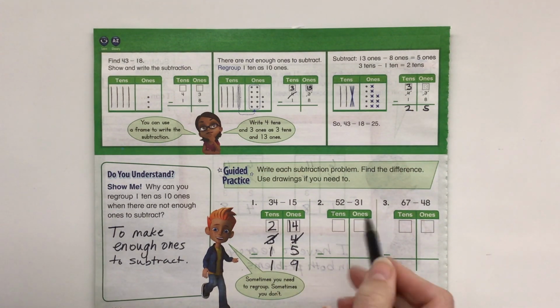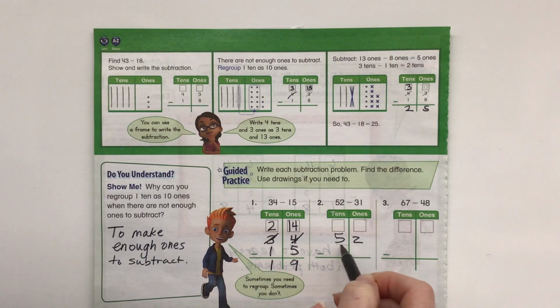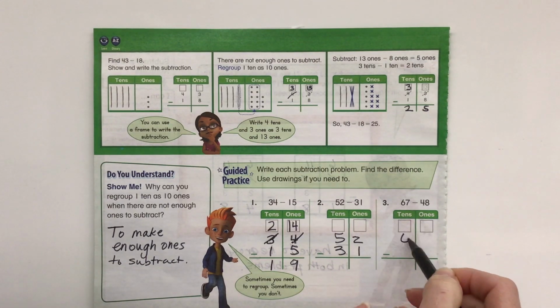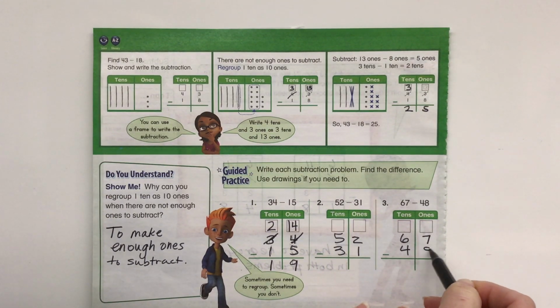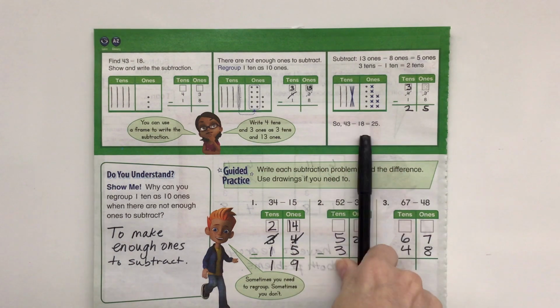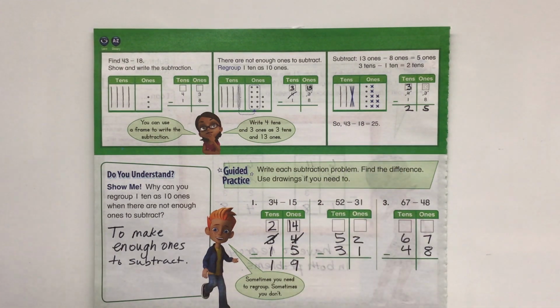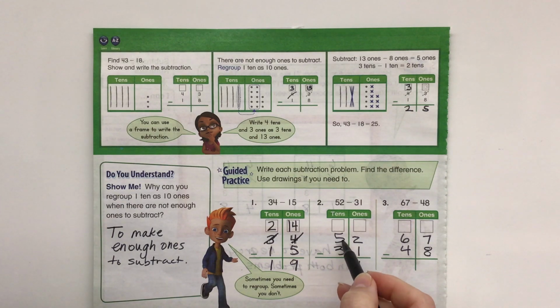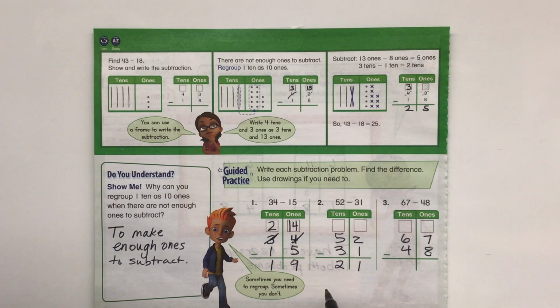All right, let's take a look at our next 2 problems. 52 minus 31 and 67 minus 48. And again, we want to write it below our boxes here. These are to keep us in order with our columns if we need to regroup. 2 minus 1, I can do that. I don't need to regroup. And 5 minus 3 is 2. So I have a difference of 21.